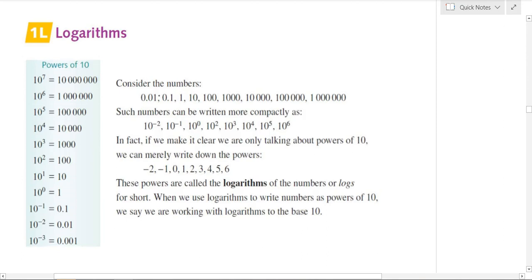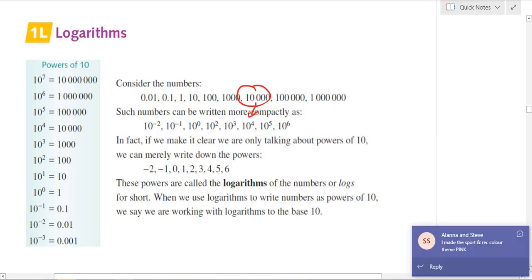All right, so considering these numbers, annoying big decimals, they can actually all be written like this. 0.01 can be written as 10 to the power of negative 2. 0.1 can be written as 10 to the power of negative 1. 1 can be written as 10 to the power of 0. 1,000 can be written as 10 to the power of 3. 10,000 can be written as 10 to the power of 4.